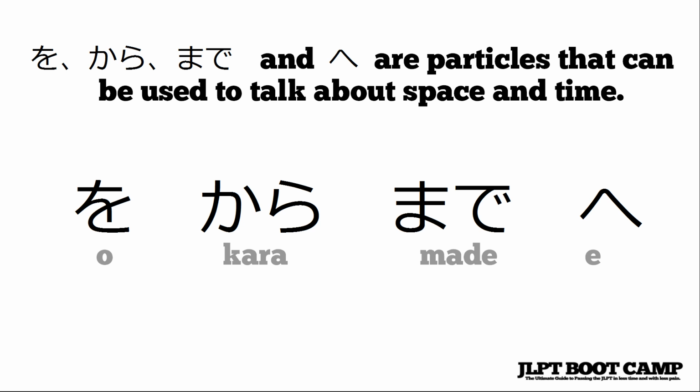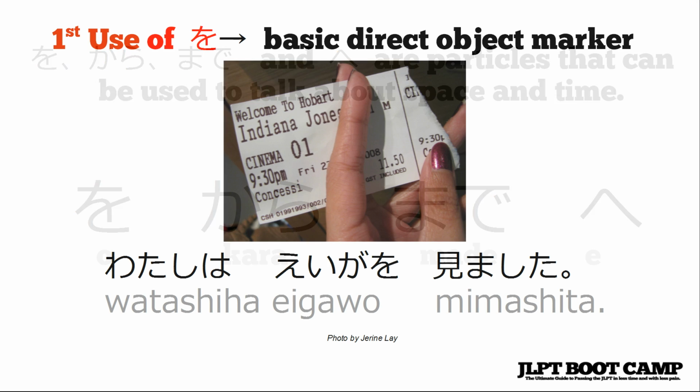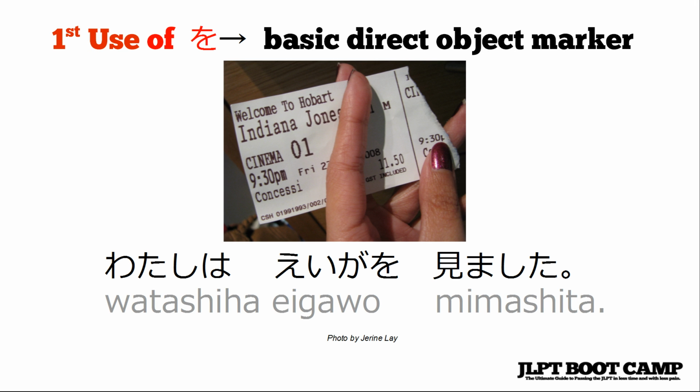So first, of course, the first use of O is the basic direct object marker. This marks an object that you're going to do something with. So for example, watashi wa eiga o mimashita. What am I watching? I'm watching a movie. Basically it answers that question. That's what the direct object is. What are you eating? What are you looking at? What are you reading? That would be marked by the O particle.